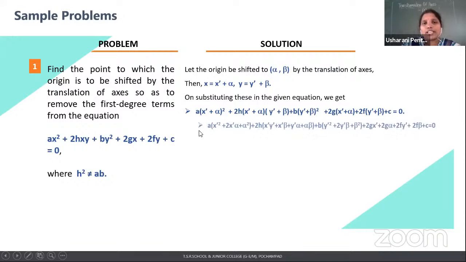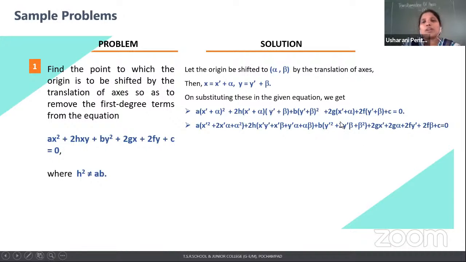Here we need to simplify it. It is in the form of (a plus b) whole square. So we are writing x dash square plus 2x dash alpha plus alpha square plus 2h into, we are just multiplying these two terms: x dash into y dash is x dash y dash, and x dash into beta is x dash beta, plus y dash into alpha is y dash alpha, plus alpha into beta is alpha beta, plus b into y dash plus beta whole square.